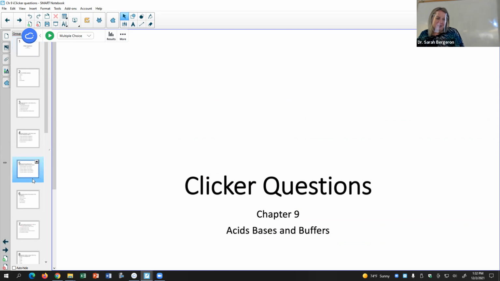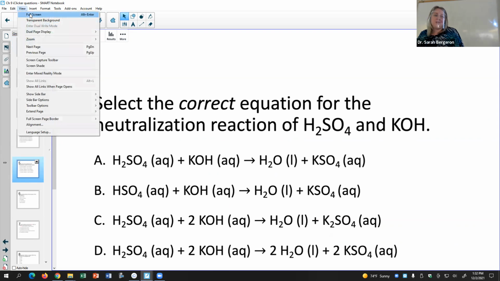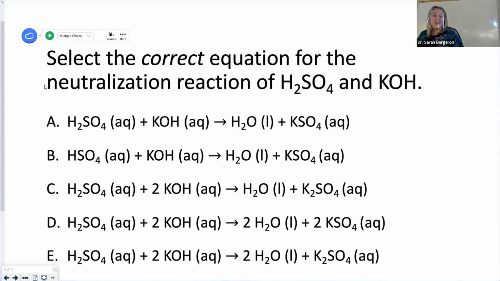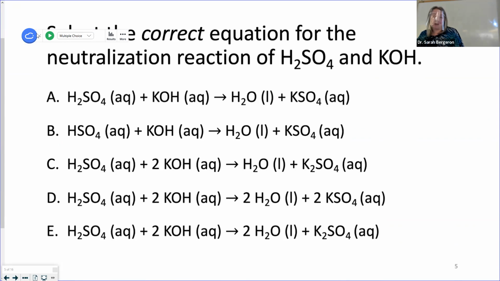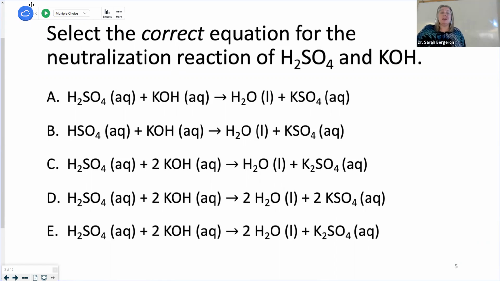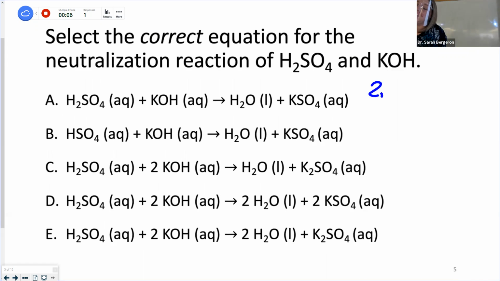I think it is this one. Yep. View full screen. For this one, I want you to get out a sheet of paper because you're going to do a neutralization reaction and then pick the equation. But I don't want you to just pick the equation. I don't want you to look at the answers until you write the equation and the answer. So get out a sheet of paper and draw the neutralization reaction of H2SO4 and KOH. I'm going to give you 2 minutes and 30 seconds. Please make sure your masks are covering your nose and your mouth.